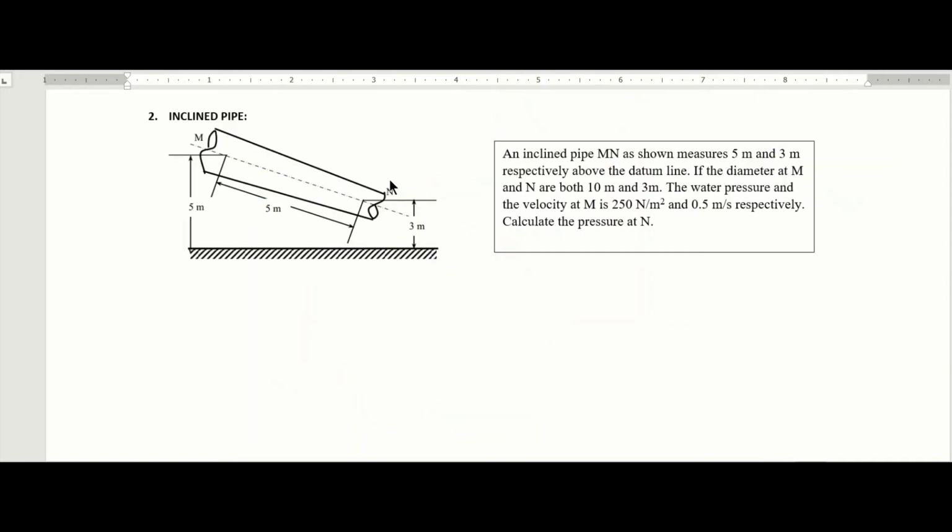Here is another application of Bernoulli equation using an inclined pipe, or we call it a bent pipe. Now here we have the pipe which is inclined or bent. At section M we have a datum level, which let's call our ZM.